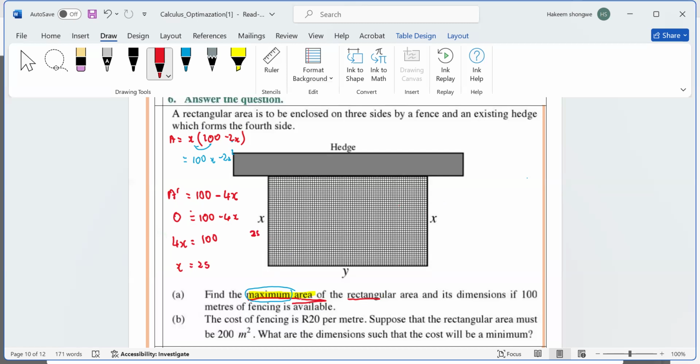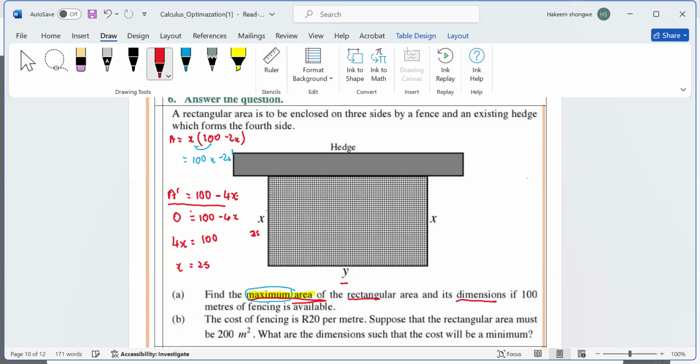But now they wanted to find the maximum area. We're not done. If they want the maximum area, we can get y, or we can take this 25 and substitute it here. It's up to us. I substitute on the original equation, not on the prime. Sometimes they can say give us the length of this thing. So you need to tell them what x is, and you also need to tell them what y is. If I find the maximum area of the rectangular area and its dimensions, I will include x and y. Yes, they also want the dimensions.